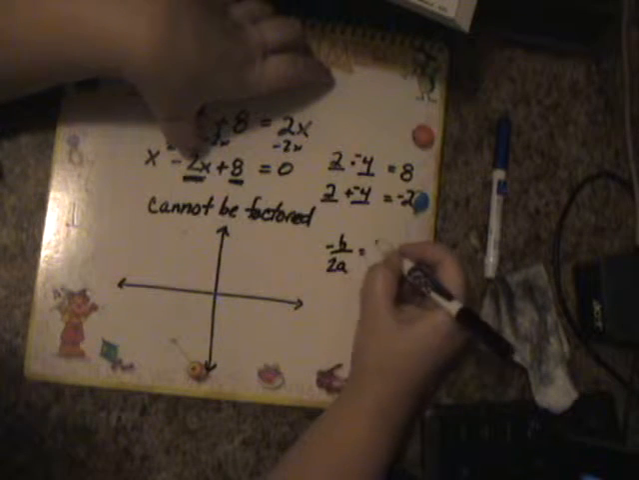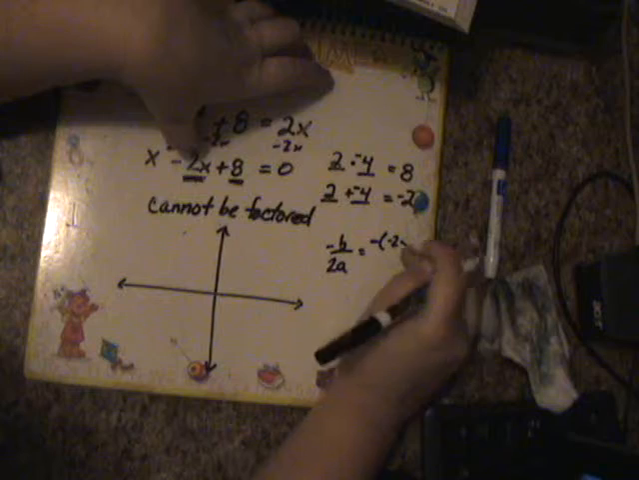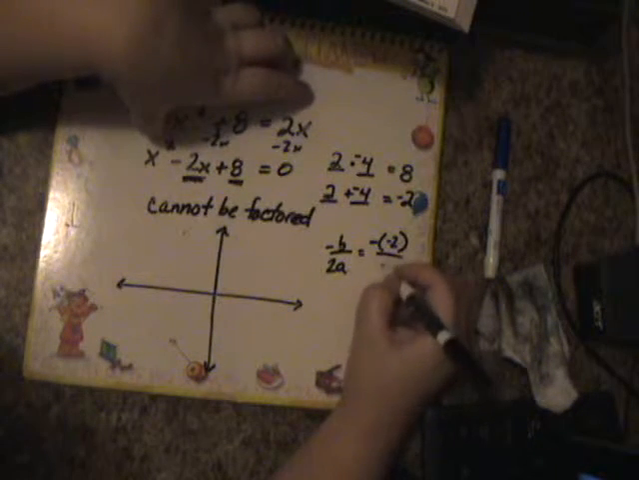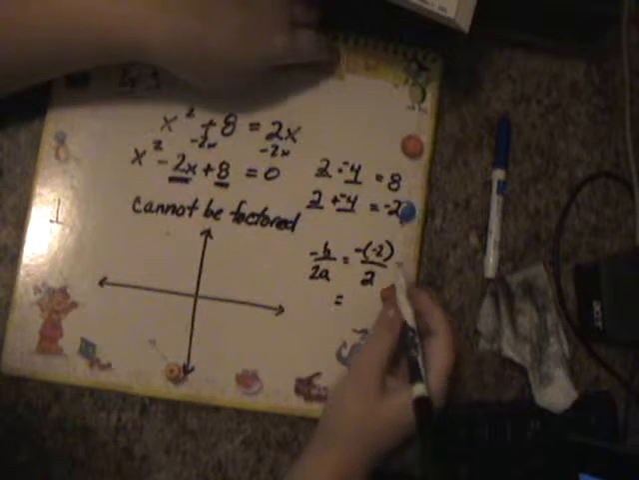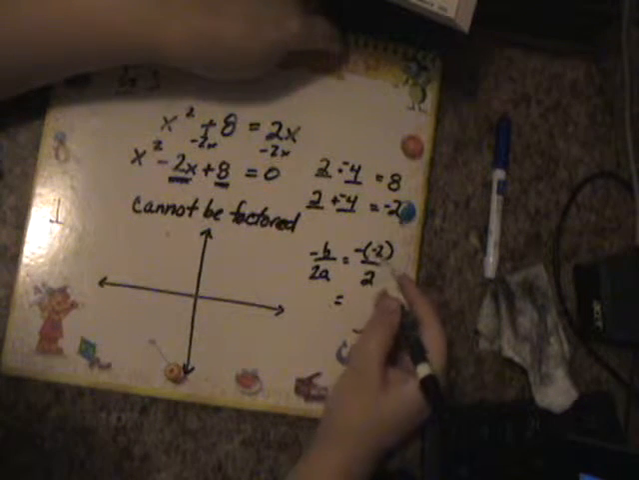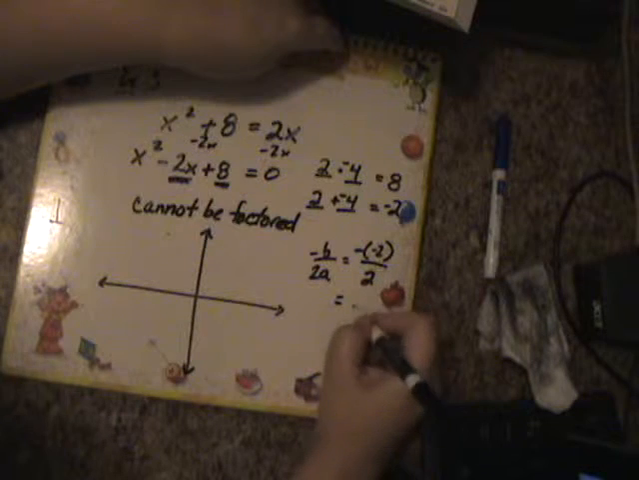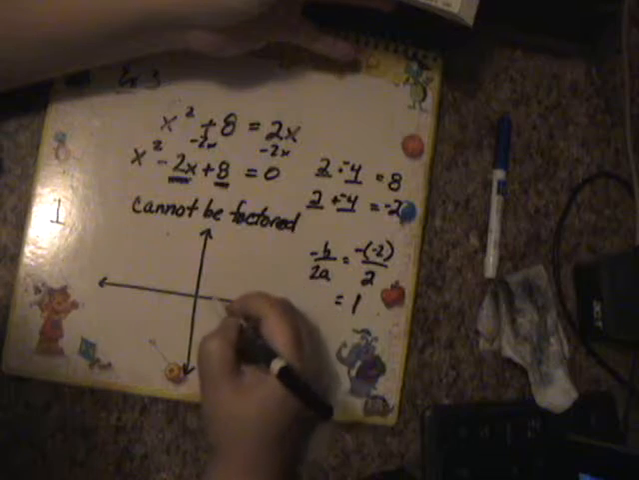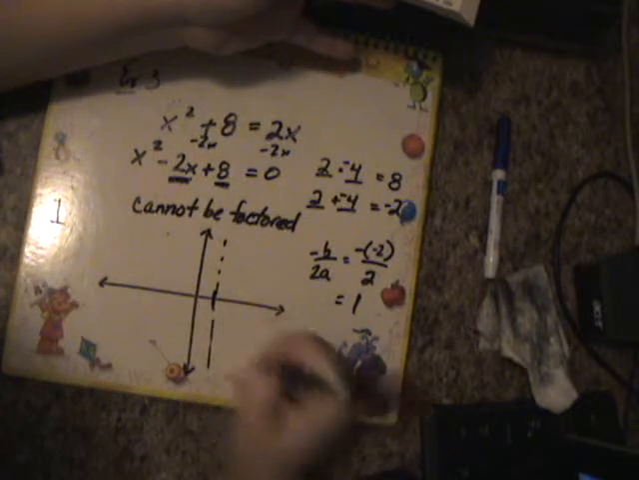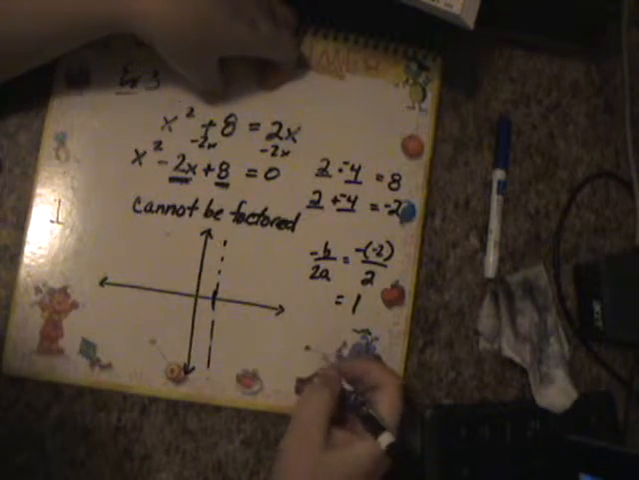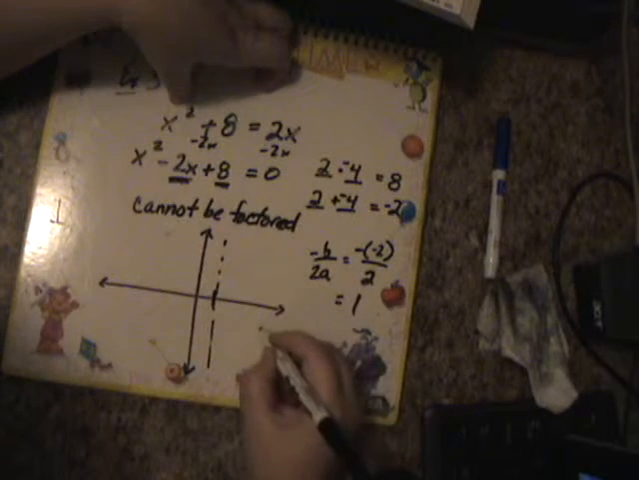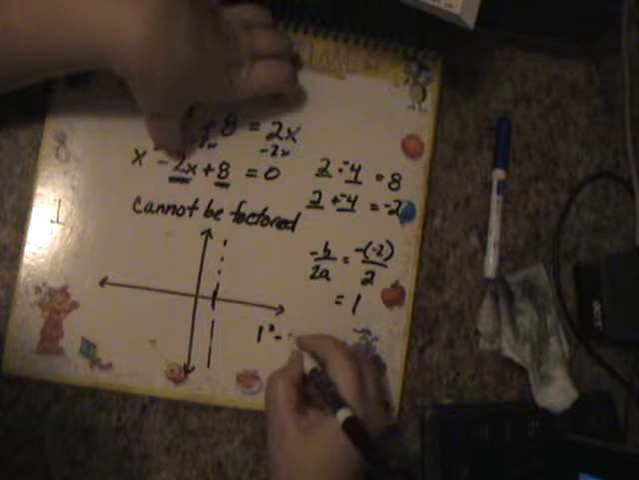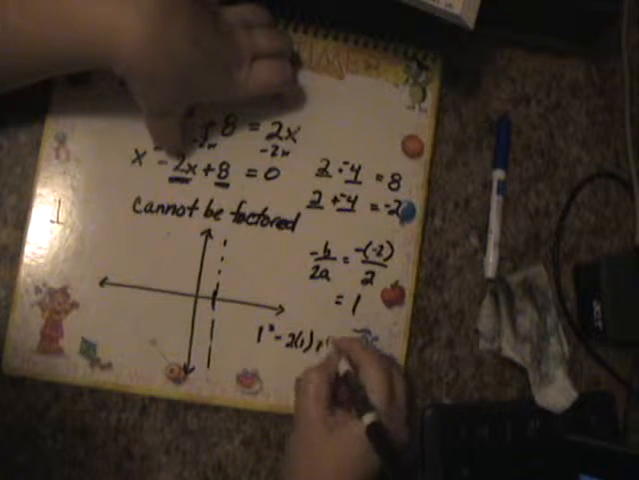So negative b would be negative 2, over 2. So this would be equal to, what would this be? 2 over 2, which would be 1. So now I know it's going to be symmetric about 1. Okay, and I want to find the other coordinate of the vertex. For the vertex here, we plug in 1. So 1 squared minus 2 times 1 plus 8.